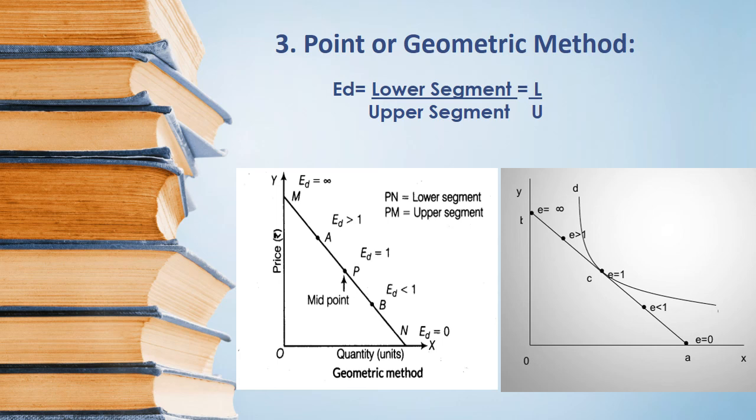So what we have to do here is draw a tangent which touches the demand curve, and then according to the given example we have to plot the points, and then when we put the points in the formula we get a particular answer. For example, if your answer comes to 0.4, then you should know that it is less than 1, and less than 1 means relatively inelastic demand. In this way, the price elasticity of demand is calculated in case of the point or geometric method.